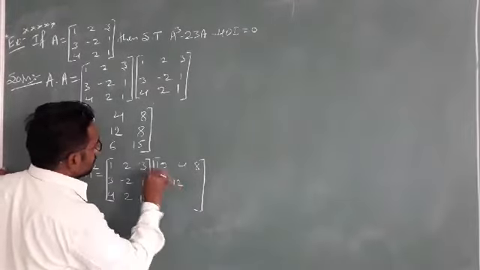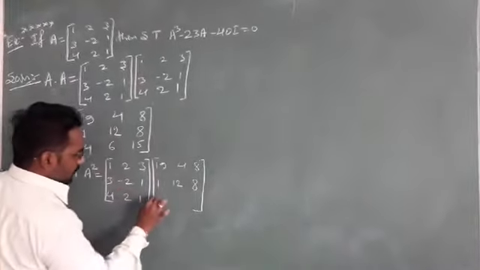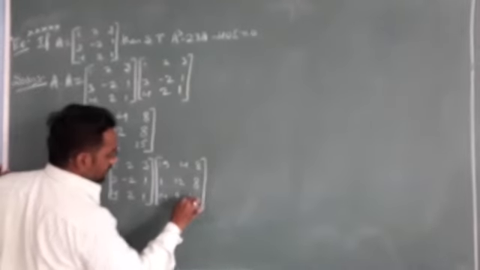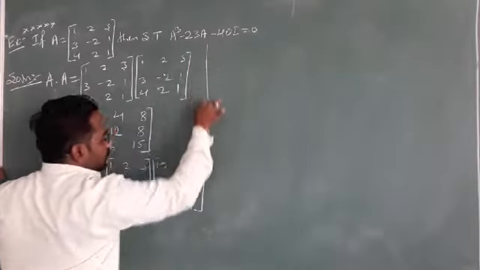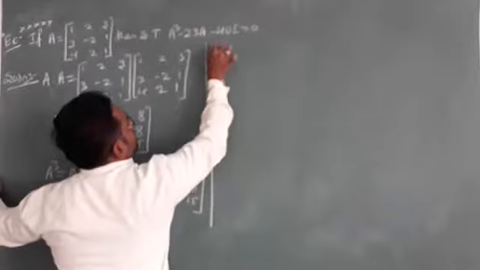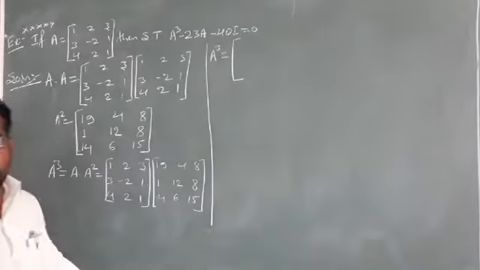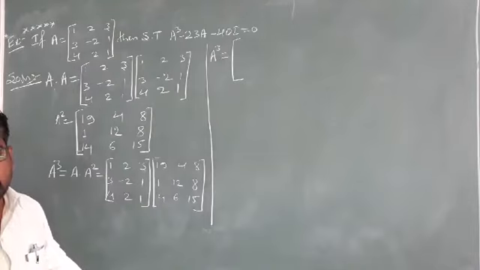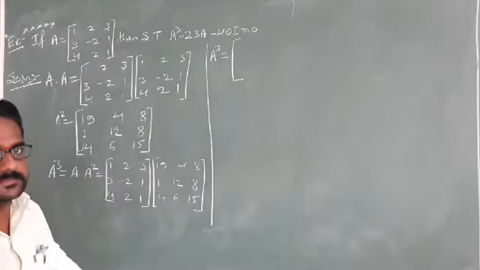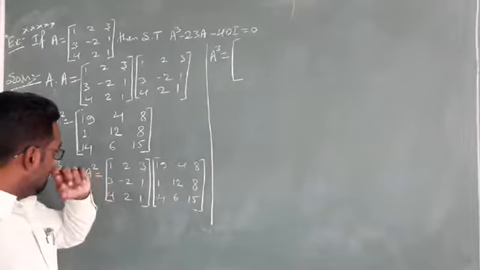1, 12, 8, 14, 6 and 15. So what is the result of A cube? That is also a 3 by 3 matrix. Okay, 3 by 3 matrix. Okay, just observe, students, here.